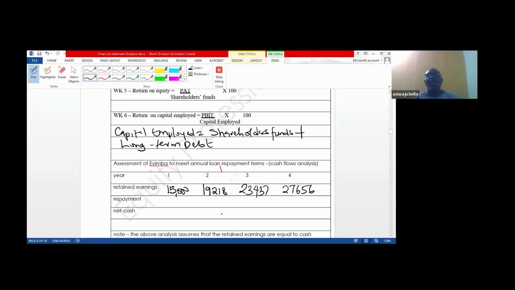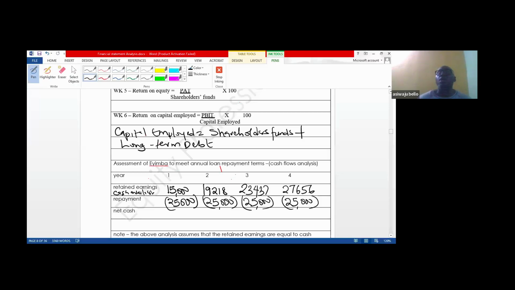27,656. Assuming our retained earnings is equal to our cash available. In year 1, we are supposed to repay $25,000. Year 2, $25,000. Year 3, $25,000. Year 4, $25,000.